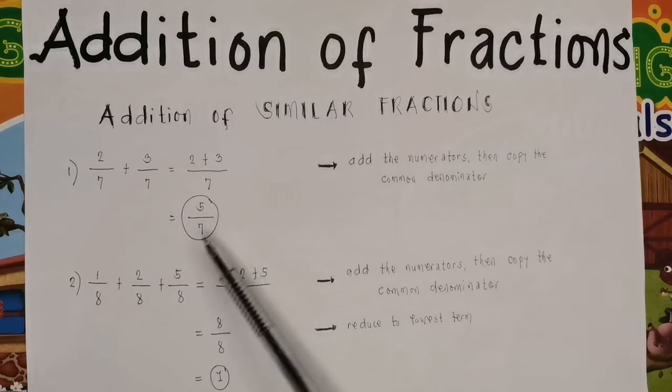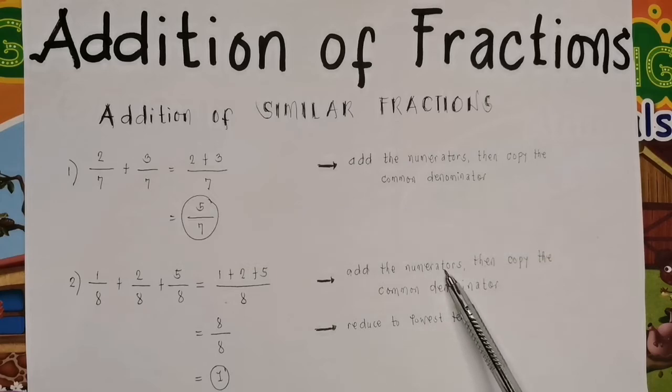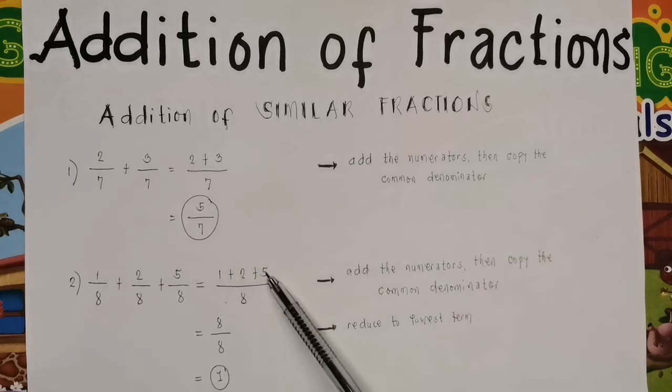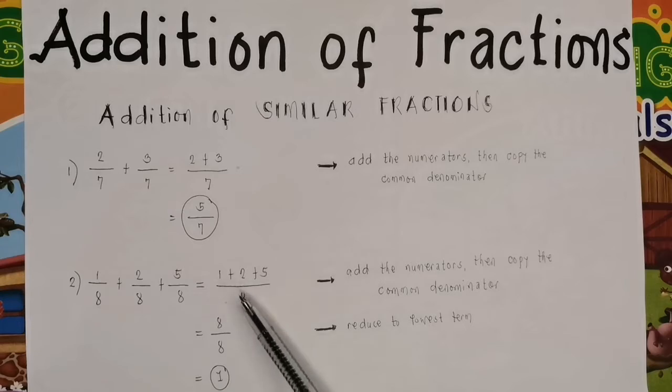Okay, next example. We have 1/8 plus 2/8 plus 5/8. Again, we'll just add 1 plus 2 plus 5, and then copy the common denominator. The common denominator is 8. So therefore, we have 1 plus 2 plus 5, that is 8/8. 8/8 will reduce to lowest term, that is 1. 8 divided by 8, that is 1. Did you follow me?